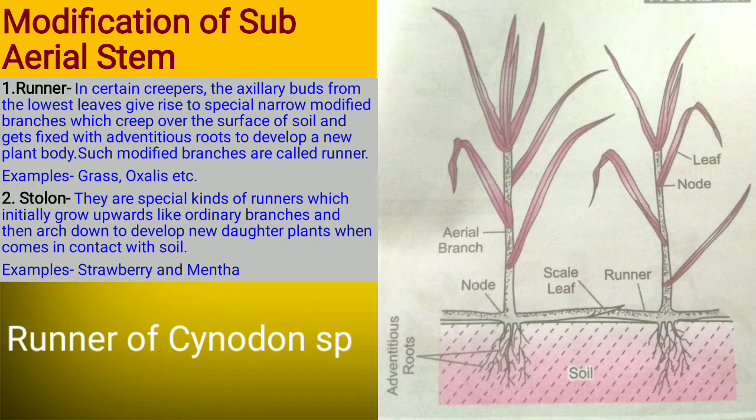We find such a type of creepers in grasses. Then comes oxalis. Oxalis in Assamese is called tengesi. Centella, that is manimuni, where by such runners they vegetatively propagate and spread over a larger area. So this type of modification is called the runner.